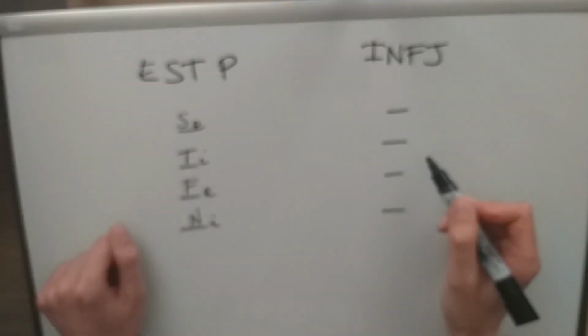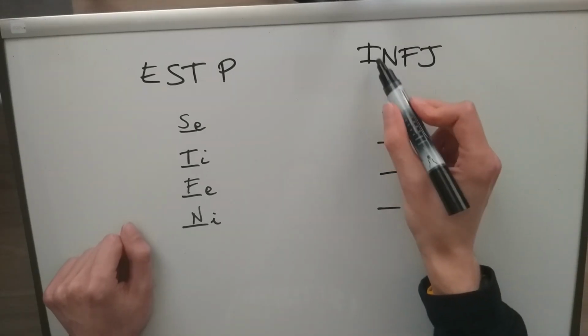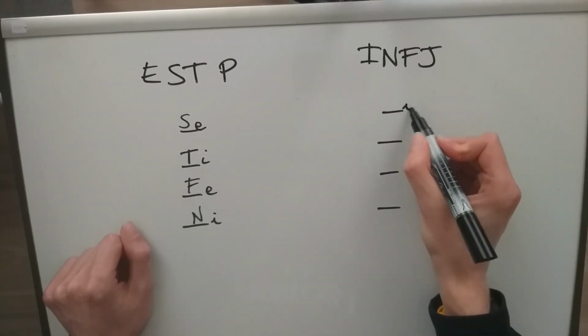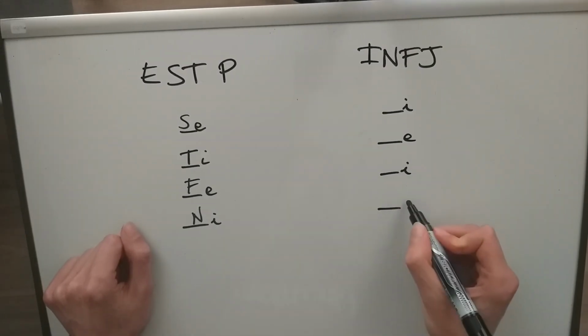So we'll do the same thing with a different type, the INFJ. So we do this again. First of all, it's an introverted type, so we know that the first function is introverted. And so we can fill in the other functions logically.